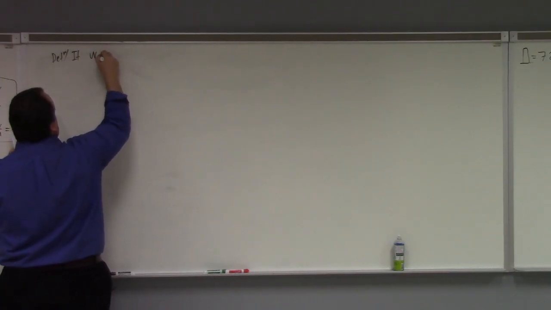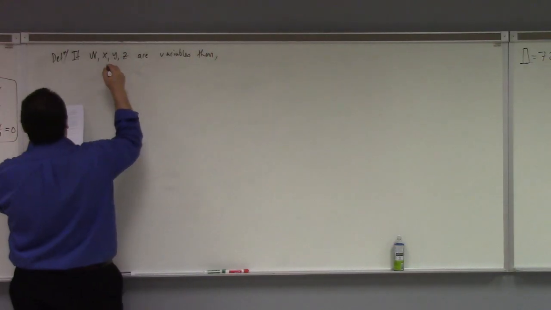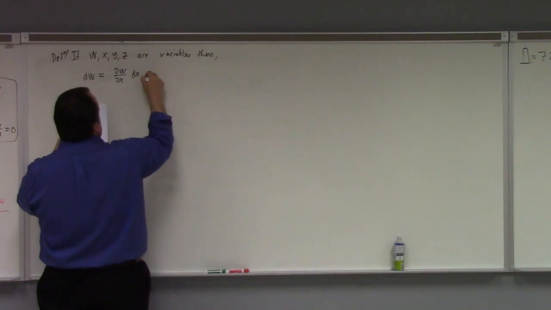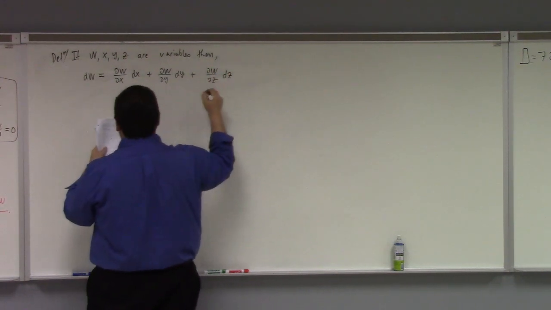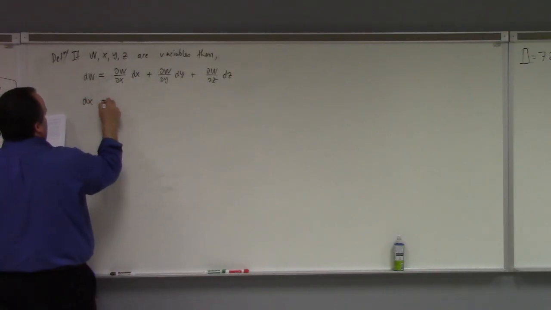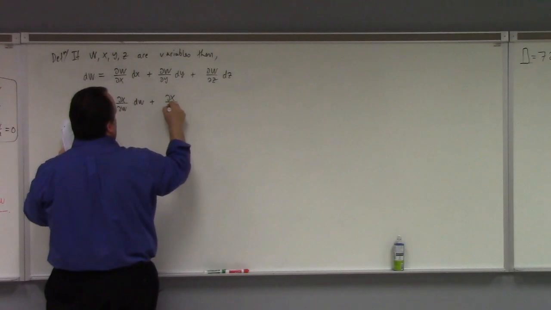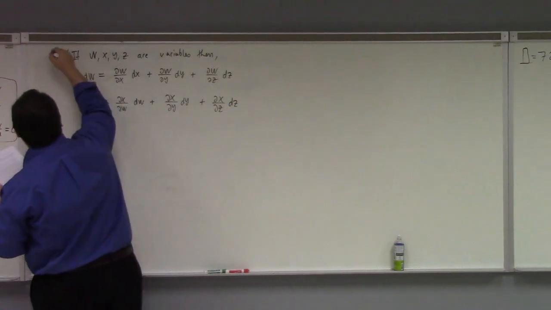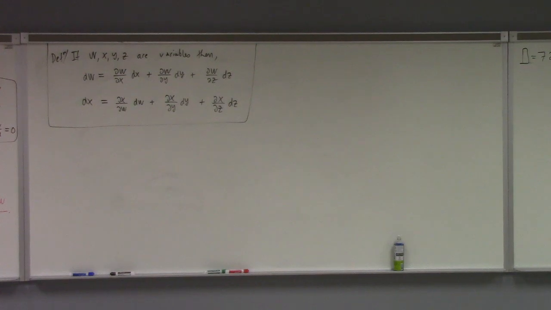If w, x, y, and z are variables, then we have dw is equal to partial w, partial x, dx, plus partial w, partial y, dy, plus partial w, partial z, dz. Or, alternatively, we could write dx is partial x, partial w, dw, plus partial x, partial y, dy, plus partial x, partial z, dz. Now, at the moment, these are not yet unambiguous, all right?